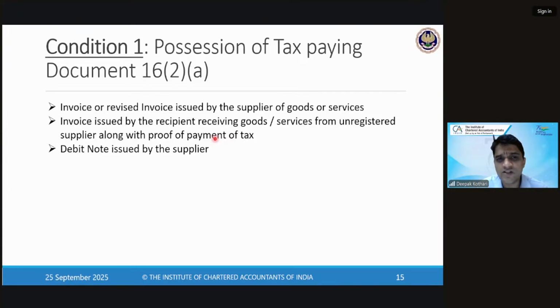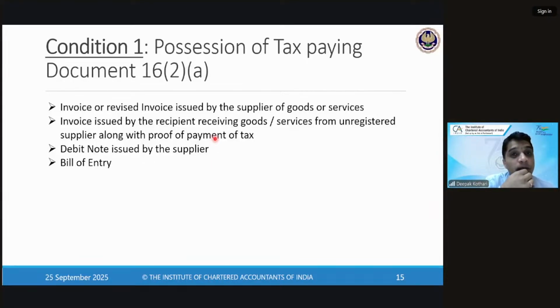Third is we know this concept of debit note. So when the registered person raises the invoice and he finds that he is short charged something, he will correct it through a debit note. So that debit note also is a document basis which we can claim the credit, provided in the debit note, the value of the supply, the differential supply, and the tax is mentioned. If the tax is mentioned, we can claim the credit of the tax. And bill of entry.